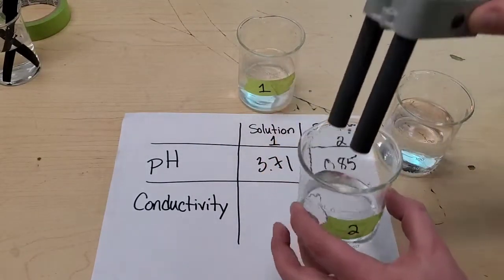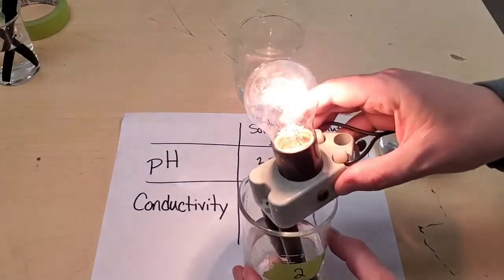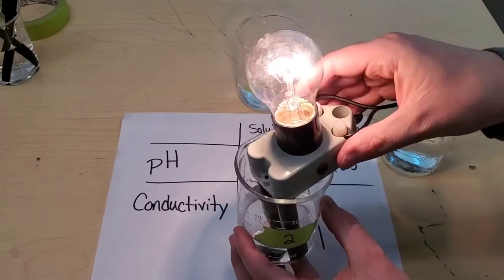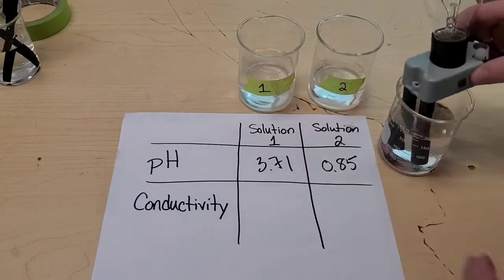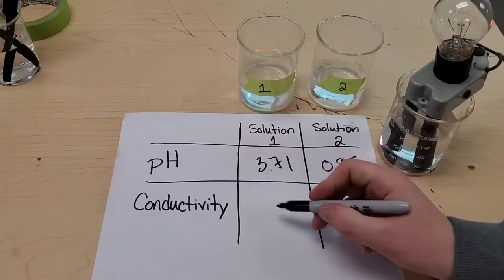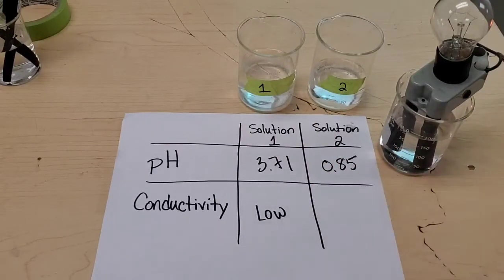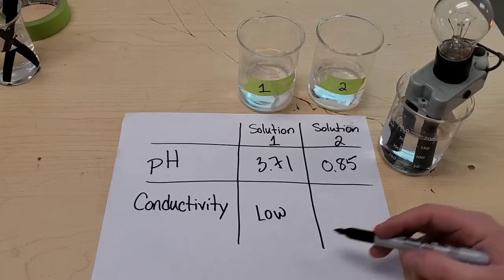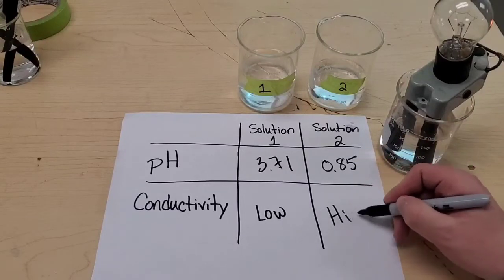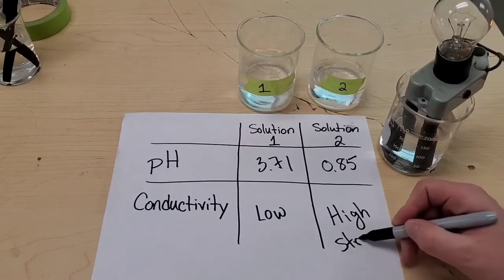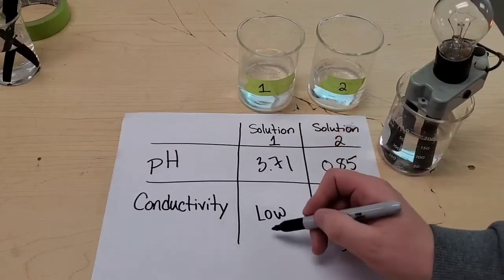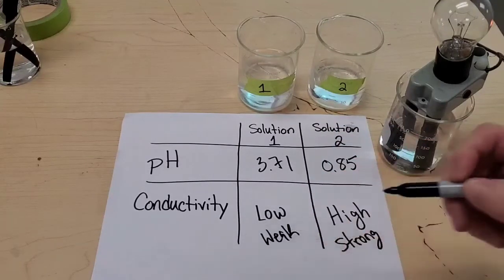When I put it into solution number 2, here we go. Yes, it's extremely conductive. The light bulb is turned on really, really bright. And so absolutely, our solution number 1 has low conductivity. It's not no conductivity, but it's low conductivity. And solution number 2 has high conductivity. Using either one of these tools, we could have identified that solution 2 was the strong acid and solution number 1 was the weak acid.